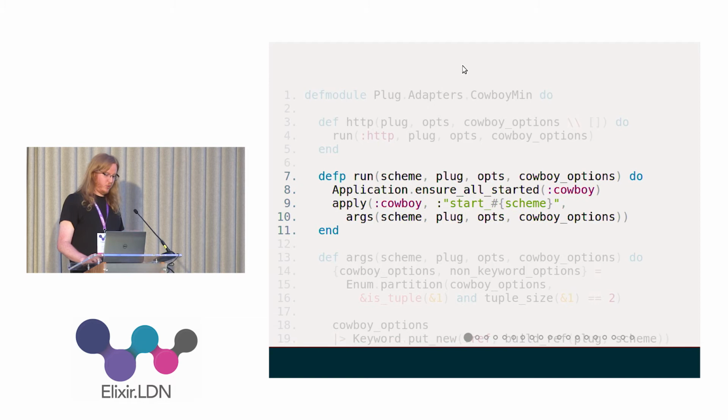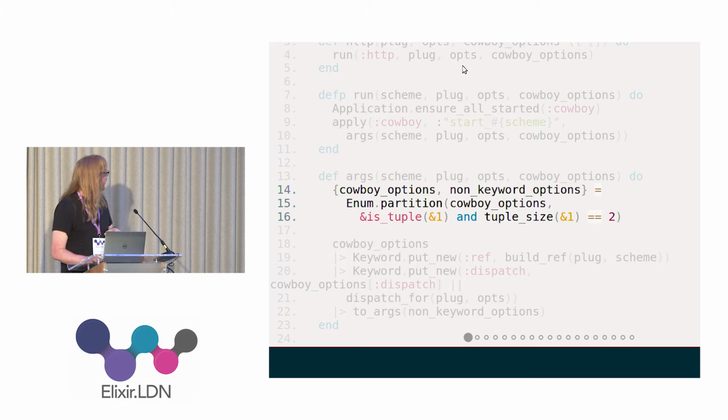And then the run function checks that Cowboy started and then calls Kernel.apply, which allows you to dynamically dispatch a function on a module. So the module's Cowboy, the function start_http, and then the args. Because it's Erlang interop, we need to do a little bit of manipulation on the arguments to get them in a format that Cowboy likes. So that's what this function does.